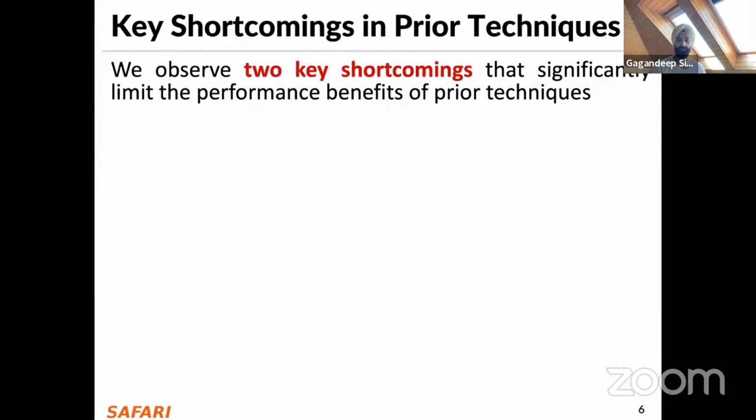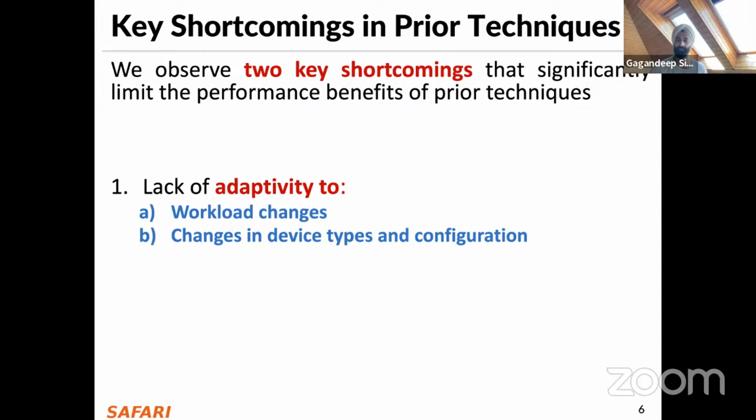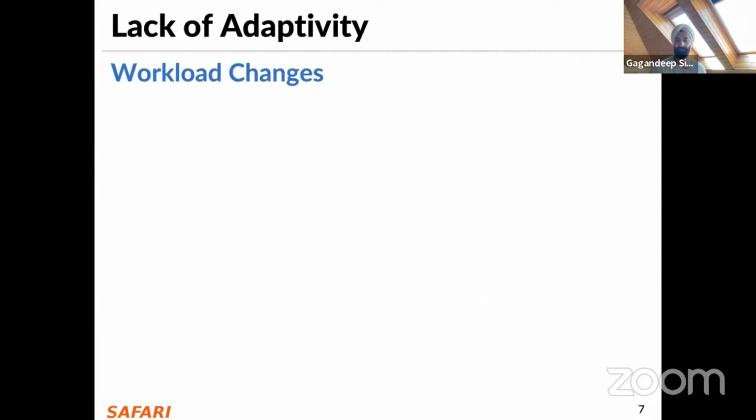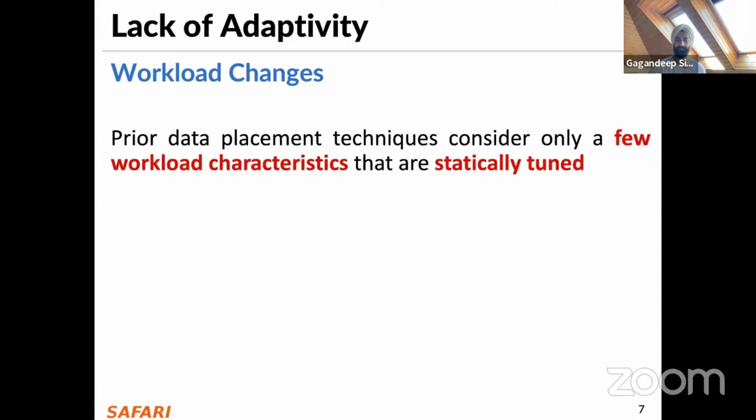Therefore, we observe two key shortcomings in prior data placement techniques that significantly limit their performance improvement. First is the lack of adaptivity, both to workload changes and changes in the device types and configurations, and also the lack of extensibility when we extend our hybrid storage configuration to more devices. First, let's look at the lack of adaptivity to workload changes. We observed that prior data placement techniques consider only a few workload characteristics, which are statically tuned. And the designers believe that this is going to work for all different workloads, which is not really true for all the cases.